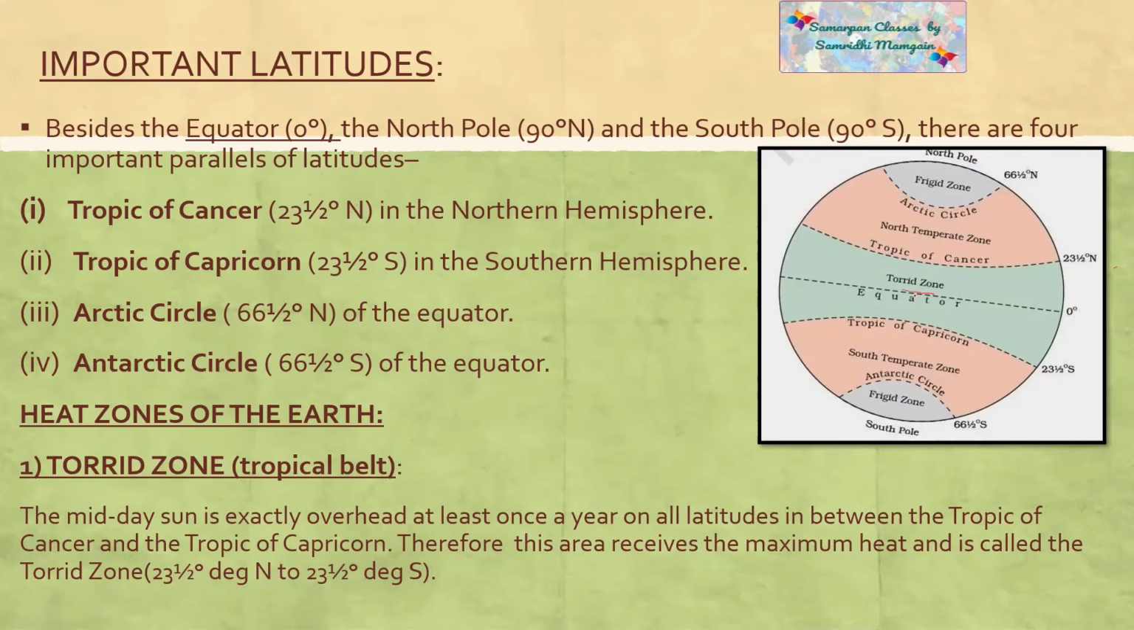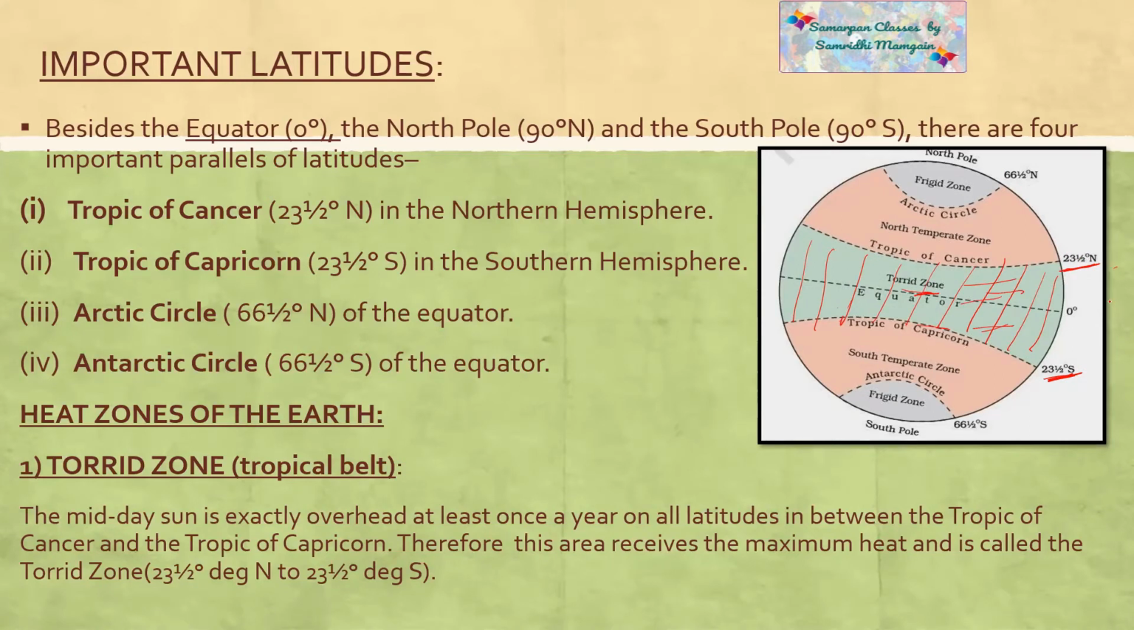I told you the Torrid Zone is between the Tropic of Cancer, 23.5 degrees north, and 23.5 degrees south. That means the Torrid Zone is the area between the Tropic of Cancer and the Tropic of Capricorn. This area is the Torrid Zone, or it is known as the Tropical Zone. Why tropical? Because it is between the Tropic of Cancer and the Tropic of Capricorn.